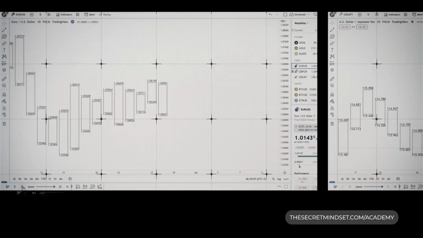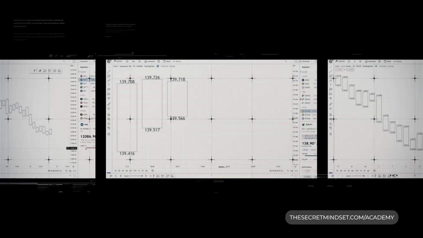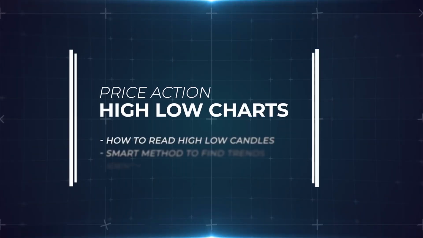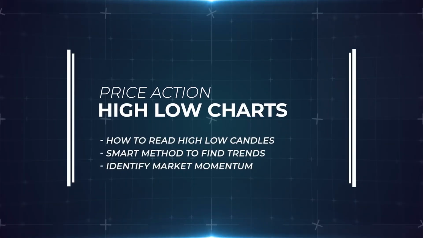TradingView recently introduced a new chart type, the high-low chart, and for price action traders, this could be of great help. Today I'll show you how to read price action using the high-low charts, and you'll also learn how to easily find trends and trade with the current momentum.